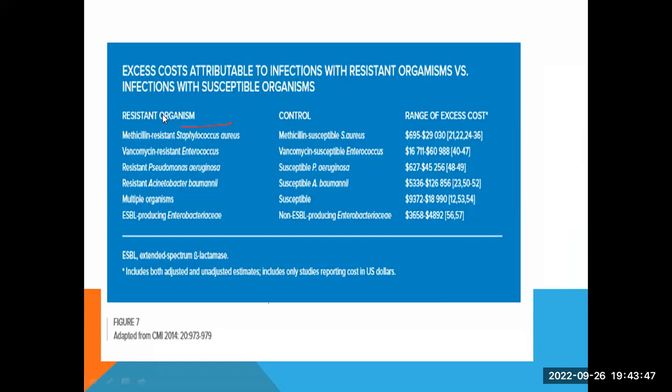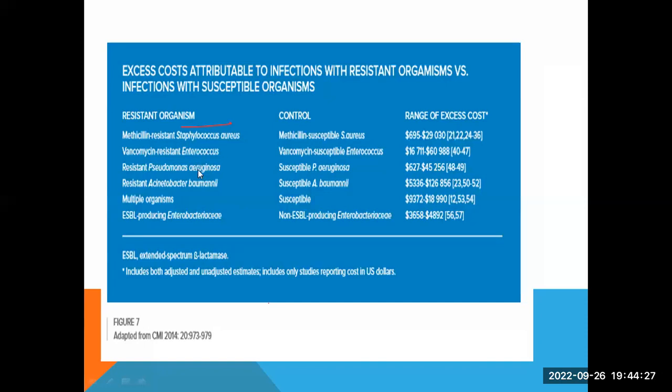So as you can see here, if we're talking about methicillin-resistant Staph aureus, which is a gram-positive bacterial infection, the resistant organisms have around 100 times the excess cost of dealing with a methicillin-susceptible one, the one that you can simply treat with a first generation cephalosporin like cefazolin or even a penicillin. So this costs 695 USD, and the other one costs 29,000. So it's a lot. We have 21,000 excess cost just for this.